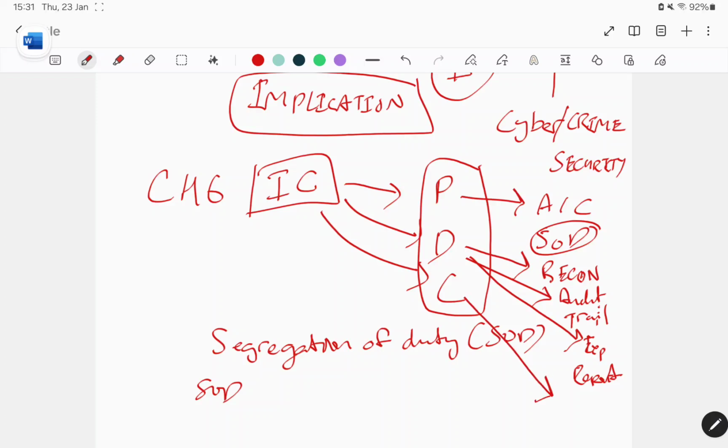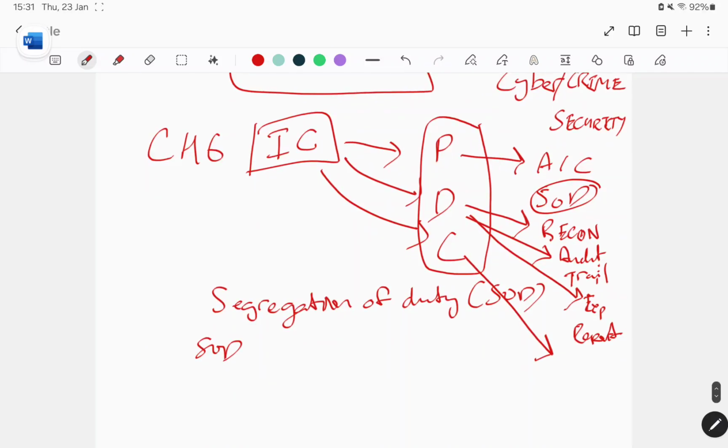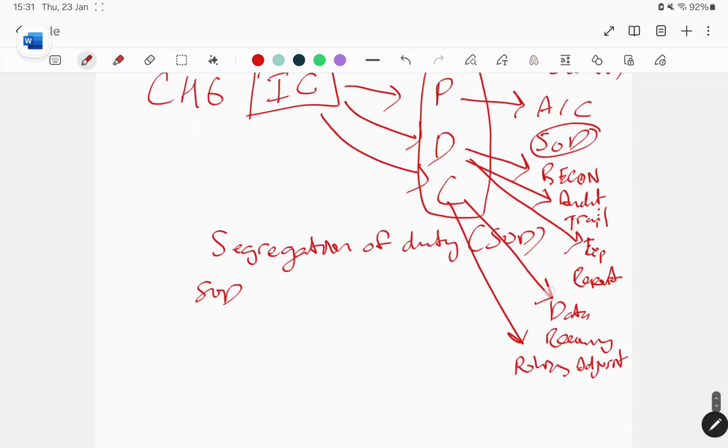And then corrective. You can do data recovery. Incident response plan. Another one is you can suggest the policy adjustment.